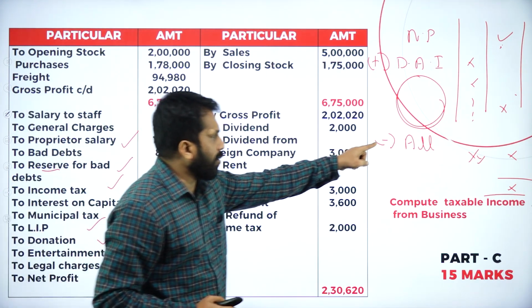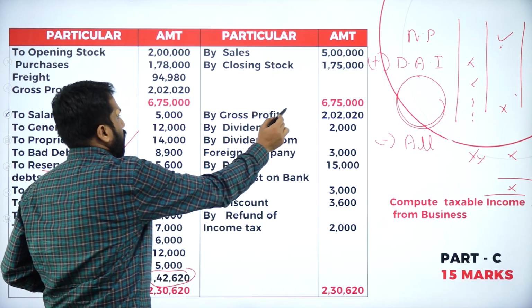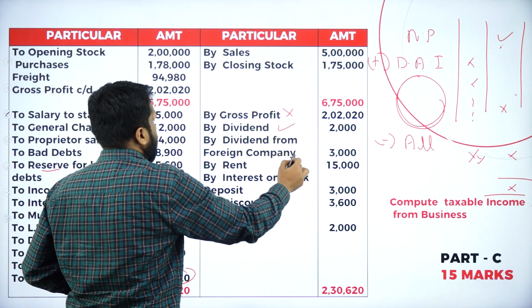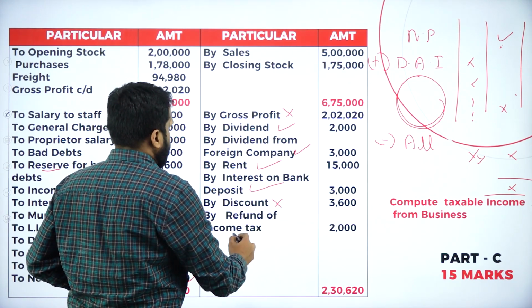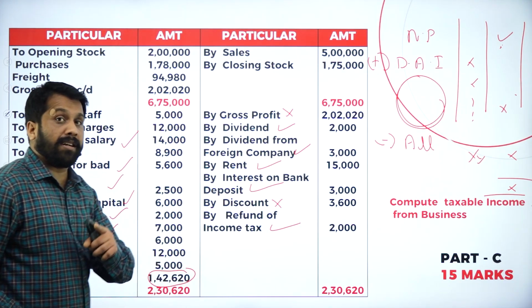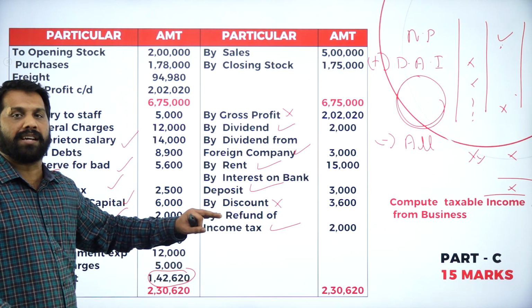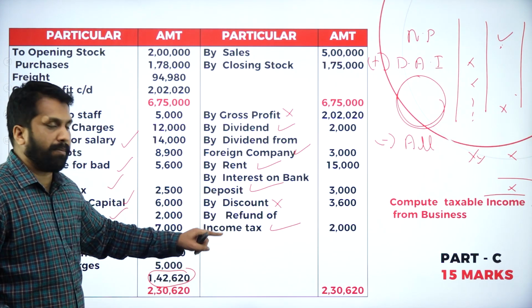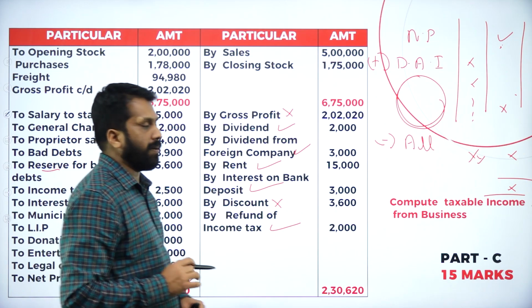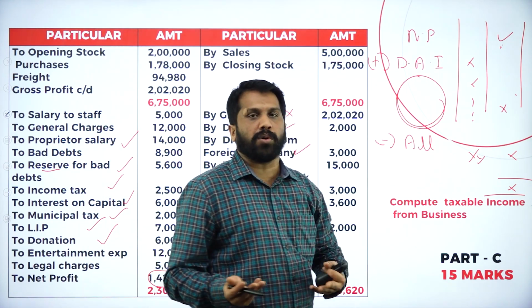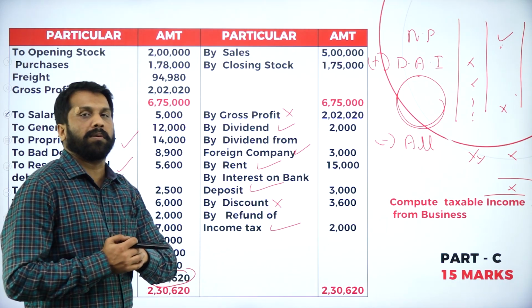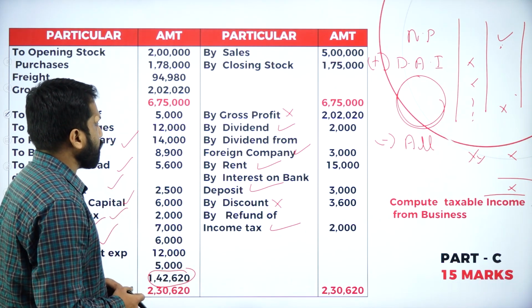Now, what are the allowed items? See, gross profit, no. Dividend, yes. Rent, yes. Interest, yes. Discount, no. Refund of income tax, yes. Refund of GST, we don't consider. Refund of income tax, yes, we do. Clear? So, take net profit, add, minus, over. That much only is your problem. Hope you are clear? Yes.